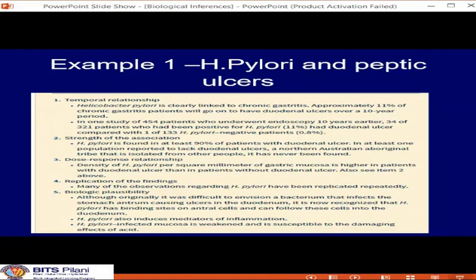Replication of knowledge. Now, this H. pylori has been found in all populations of the world, and there is a similar association between peptic ulcer and H. pylori shown in different subpopulations in different parts of the world.